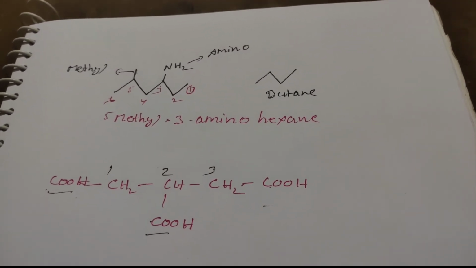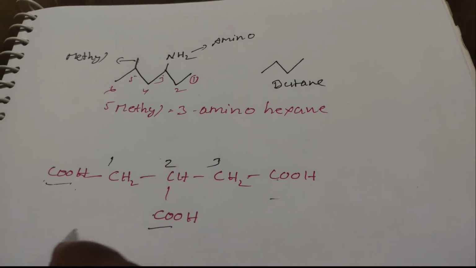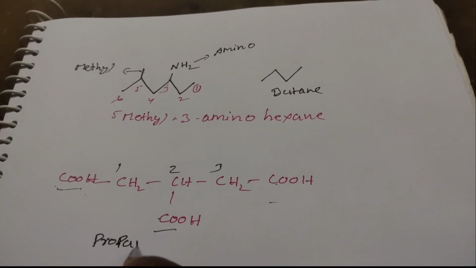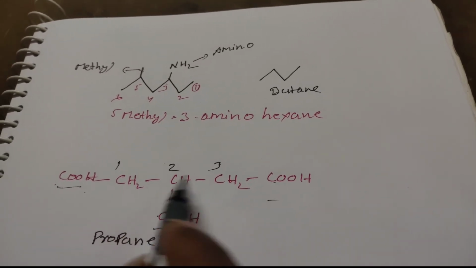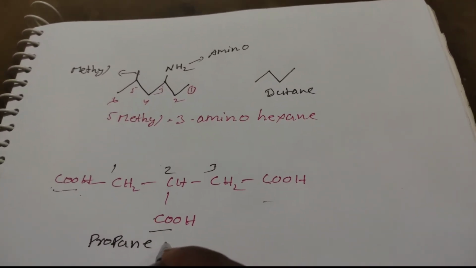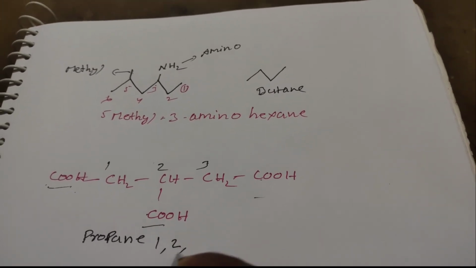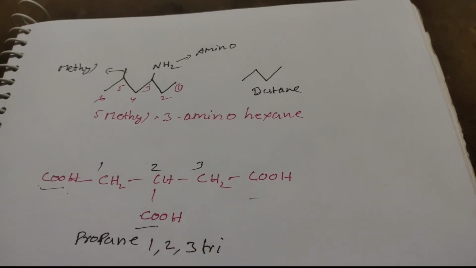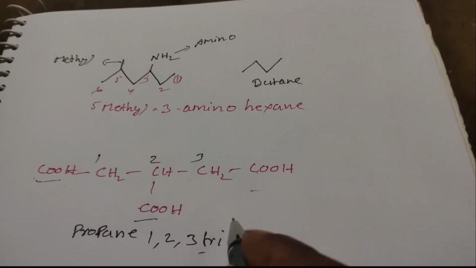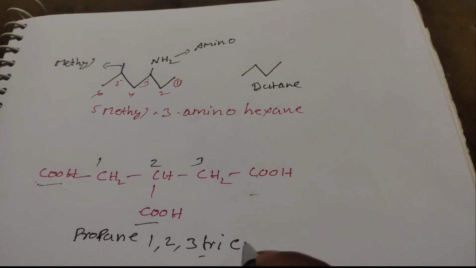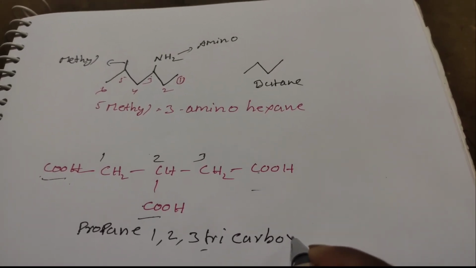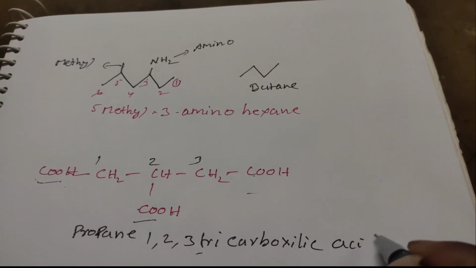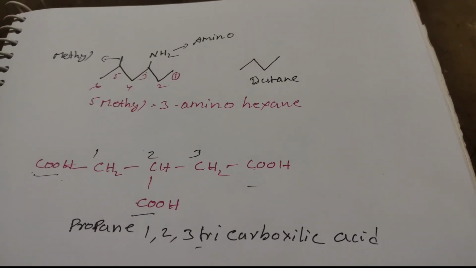So I am giving the name. First of all, I am writing the root word, propane, and first position, comma, second and third, tri, 1, 2, 3. That's why I am using the word tri, carboxylic acid. Okay, students.